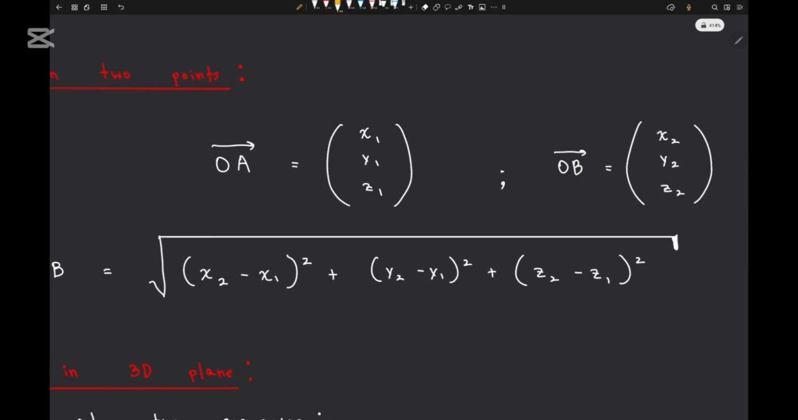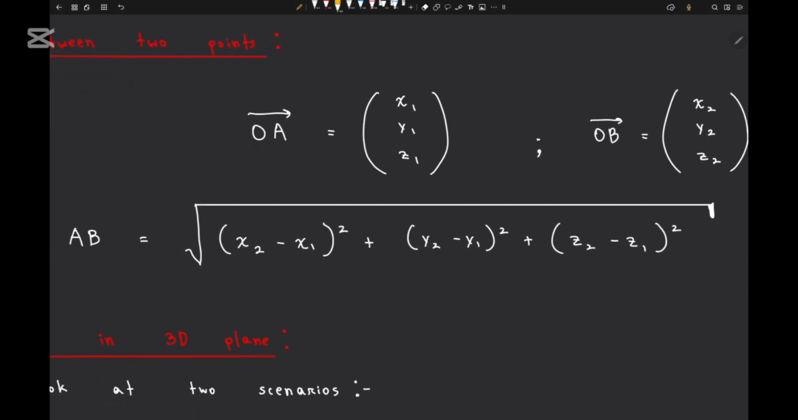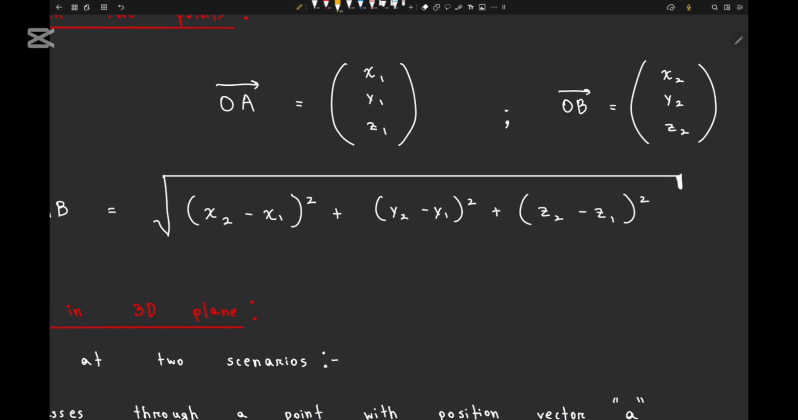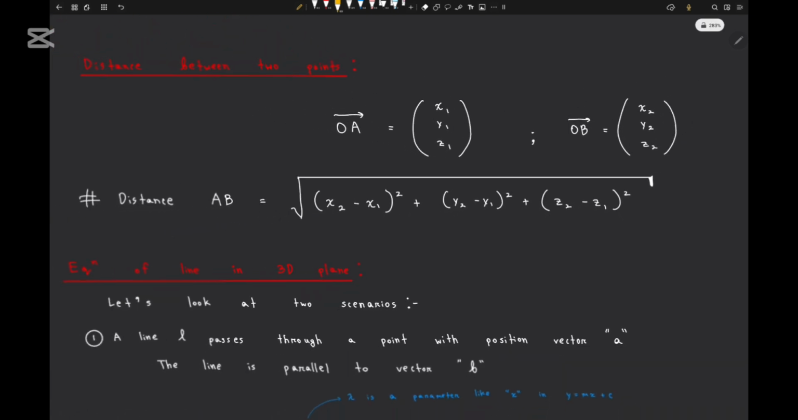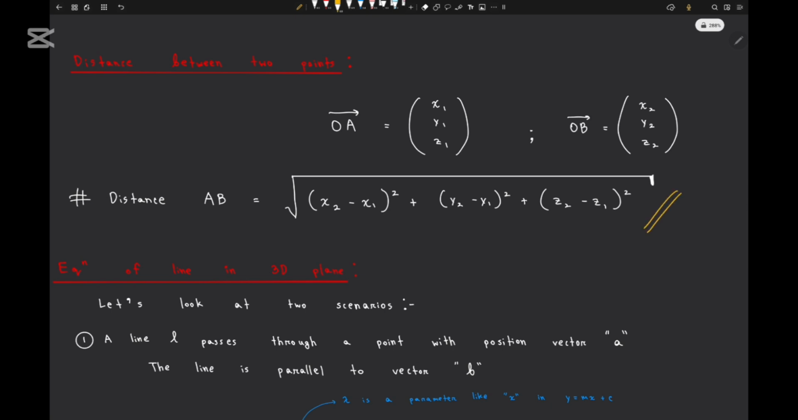Their coordinates are given as x1, y1 and z1, and x2, y2 and z2. So the distance between these 2 points will be root over x2 minus x1 whole squared plus y2 minus y1 whole squared plus z2 minus z1 whole squared. This is the formula for length.